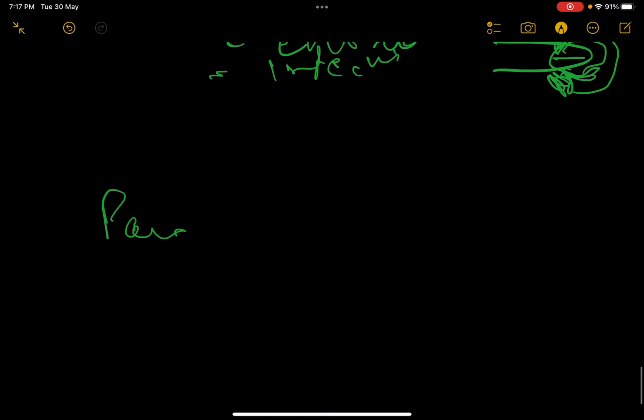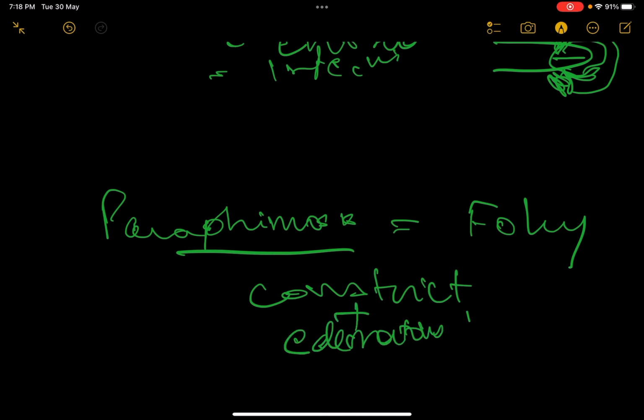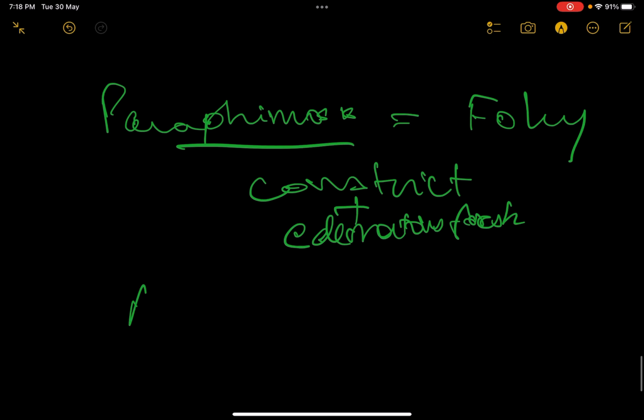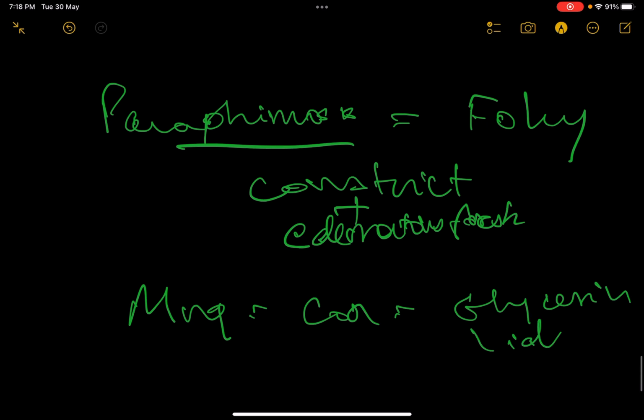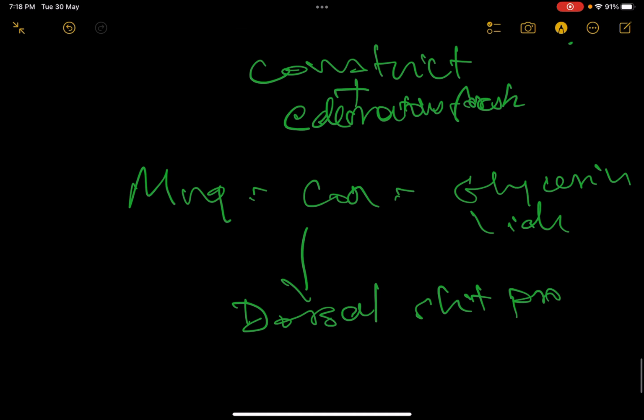Then we also have something called paraphimosis. Paraphimosis is equally interesting and actually occurs while doing the Foley catheter insertion, where you do not reposition the foreskin, and the entire foreskin is constricting the penis. It constricts the penis, and there is also edematous foreskin. You don't really want to do aggressive management; you want to do conservative management. You apply glycerin, then lidocaine, and see if it goes back to normal. But if that fails, you need to do a dorsal slit procedure. It's not necessary that you do a circumcision, but you could do a dorsal slit procedure.